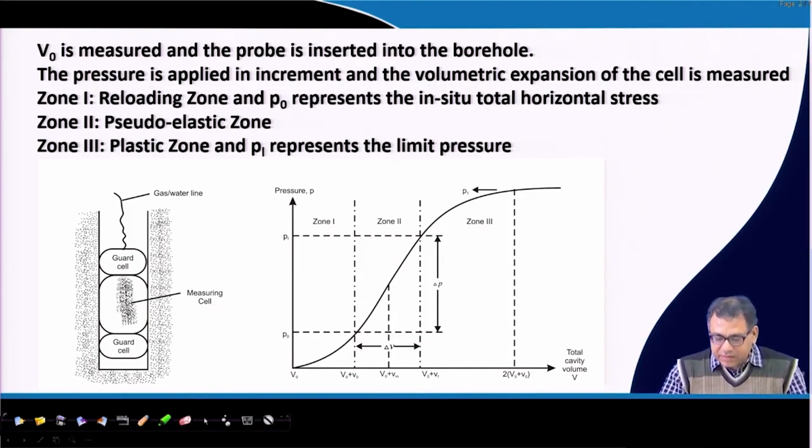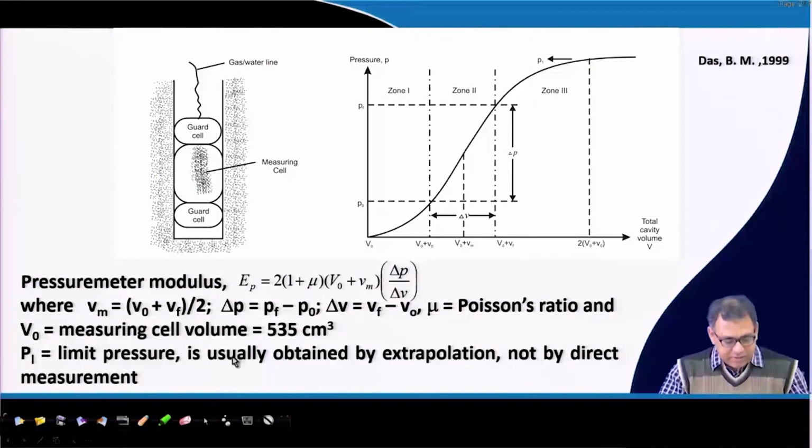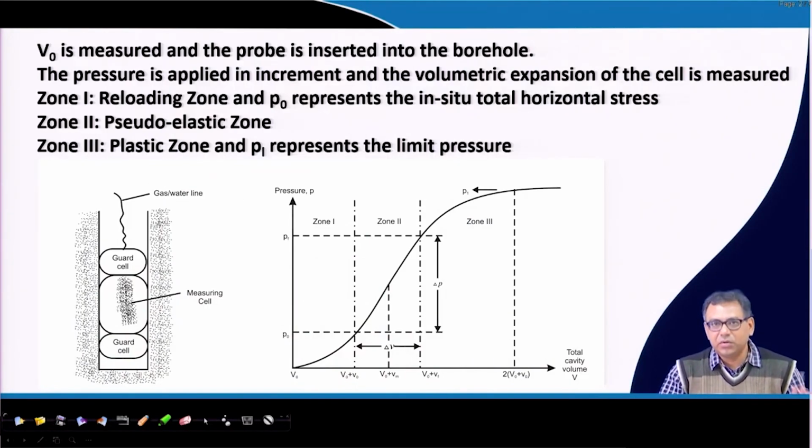From this curve we can see that it has three different zones. What are the three zones? First, the initial volume of the probe, V0, that we can measure. Generally this V0 is 535 centimeter cube, so V0 is known to us. This V0 is the starting point, and the initial pressure is say 0. Now we start applying pressure, so the volume of the probe will increase from V0 to a certain value, and the pressure also increases. Then we will get these three zones.